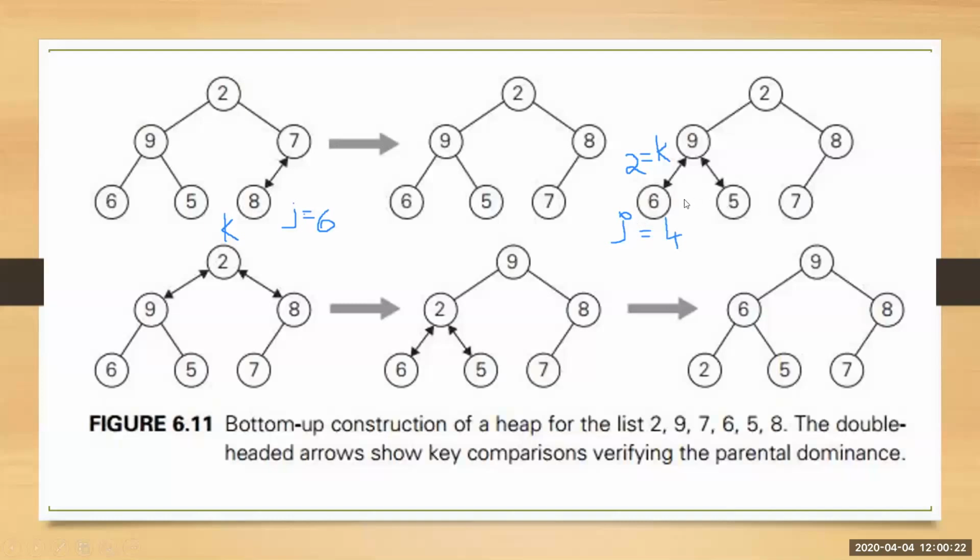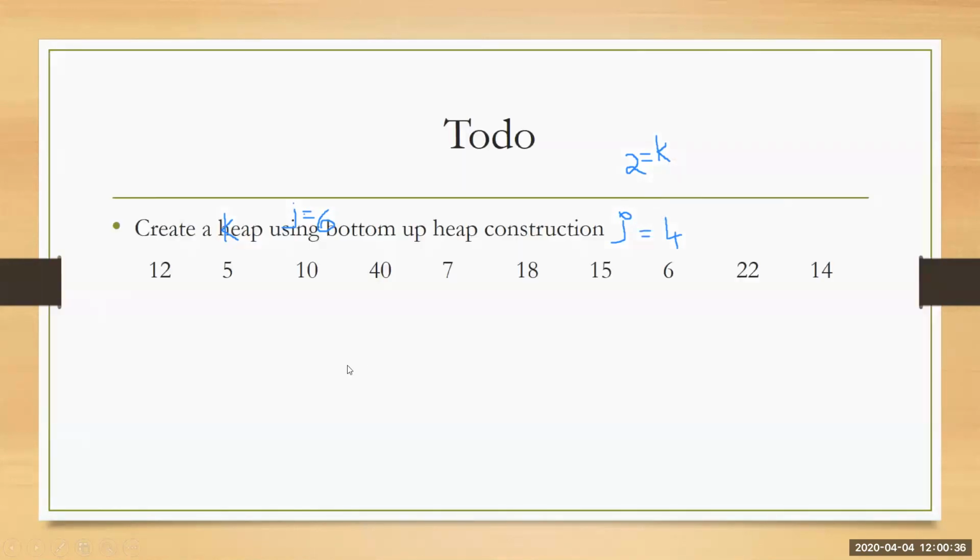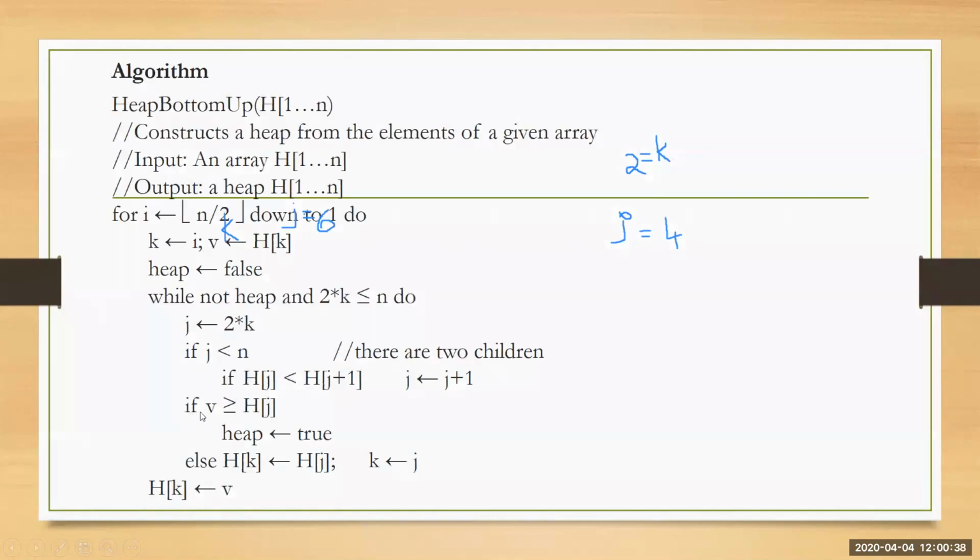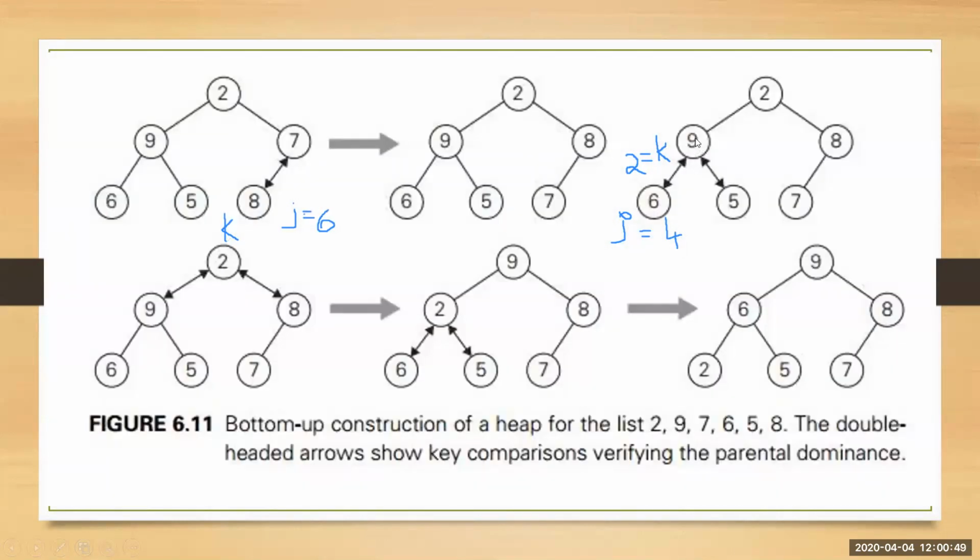So once you identify which is the biggest of these two children, the next step is you have to compare that biggest child with the parent node. Okay, that is the next step. Now we are comparing. If v is greater than h of j, which is nothing but the left child, and v is the parent node value. If v is greater than h of j, 9 is nothing but v. Yes, true, it is greater than h of j. So that means there is no need to swap the values, and that subtree is a heap.